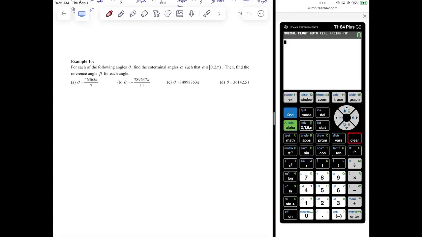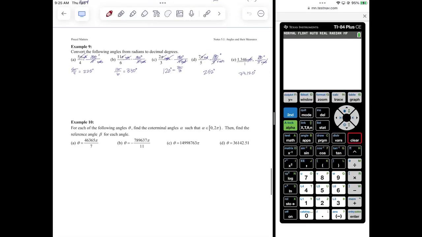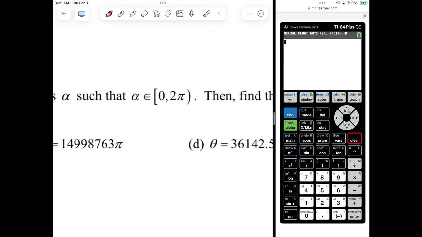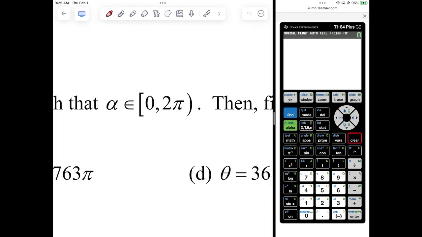All right, example 10, this is where we're at. It says for each of the following angles, find the coterminal angles between 0 and 2 pi. Okay, so now we're in radian mode, right? There's no units here, so we assume if we're talking about an angle alpha, it's in radians, right?